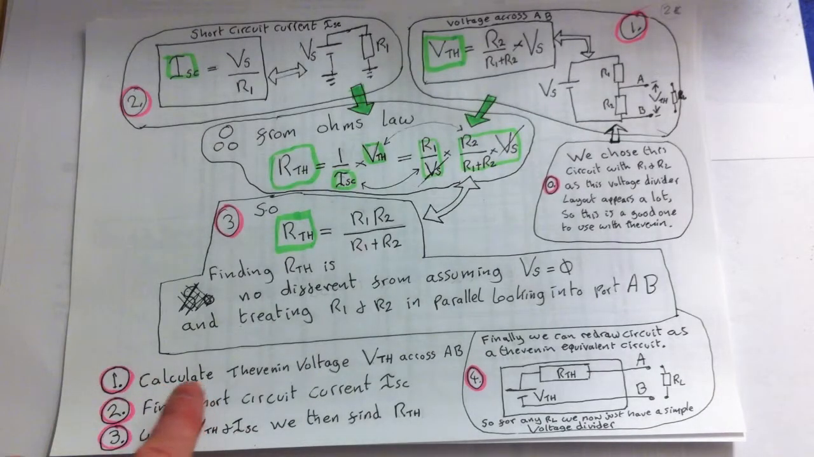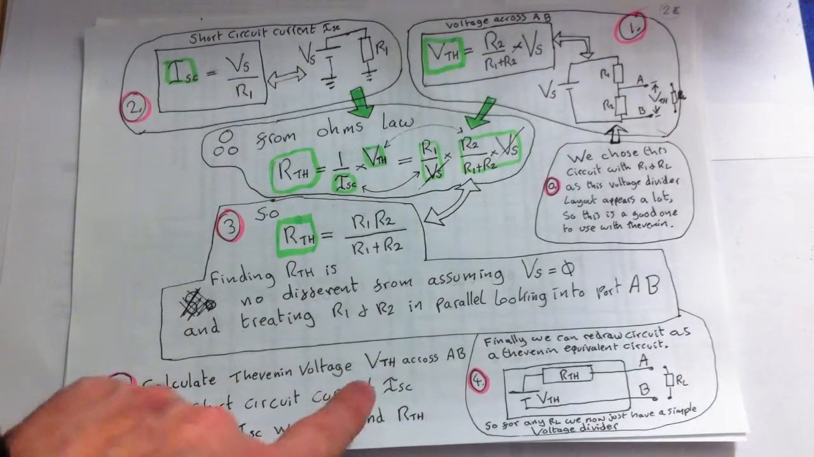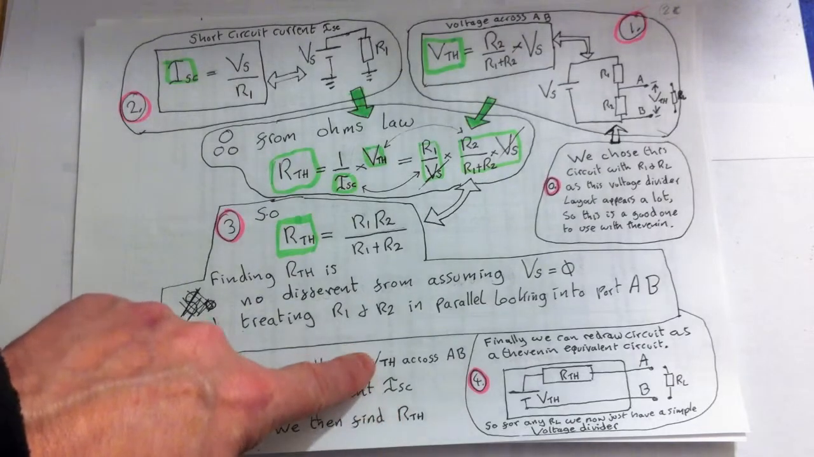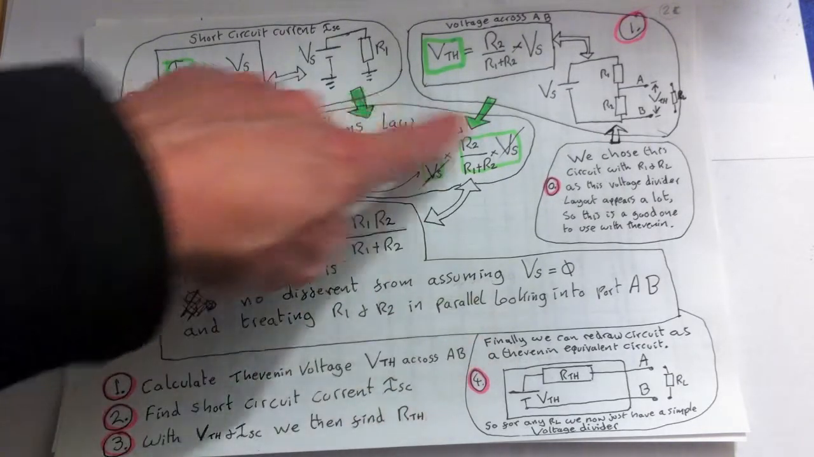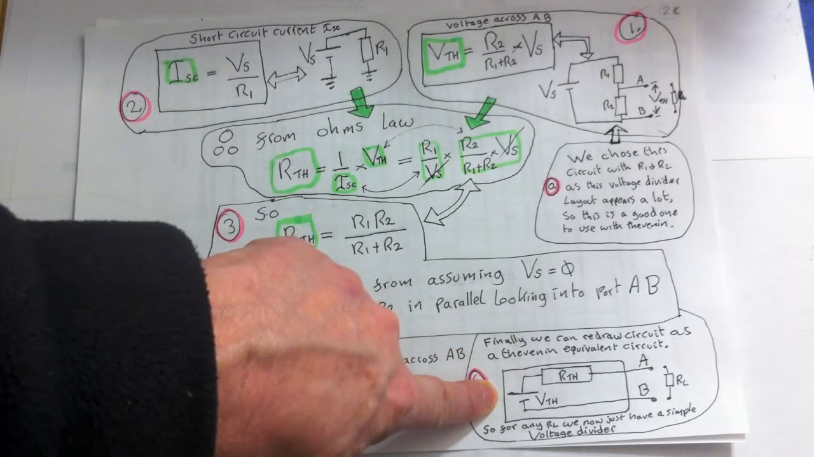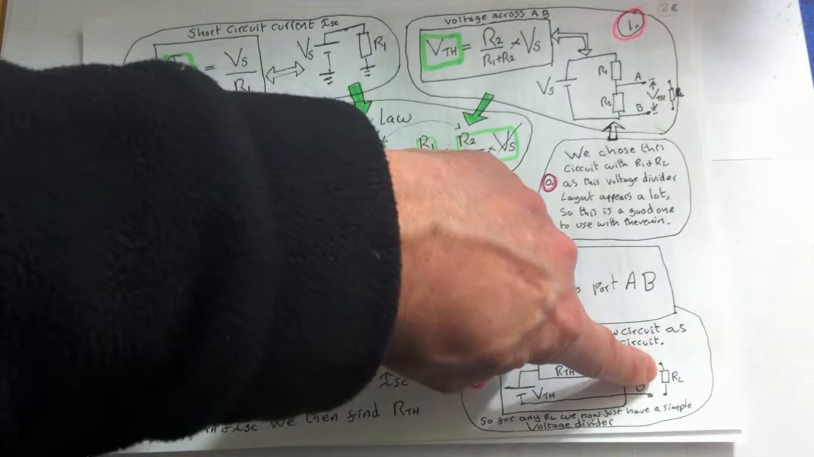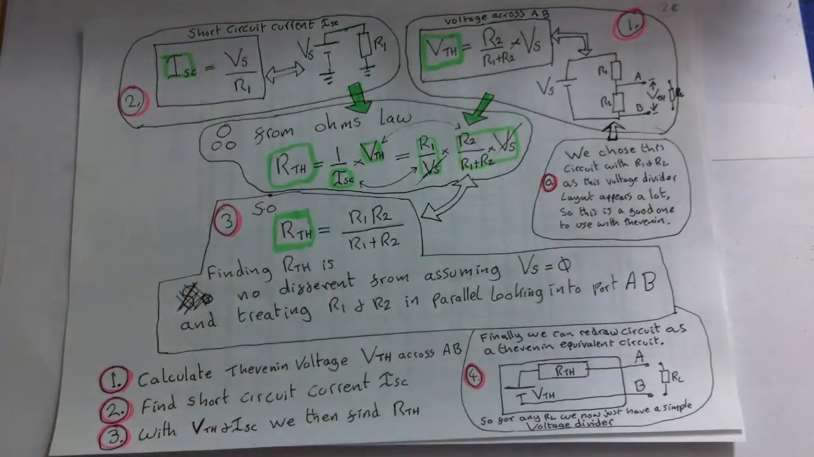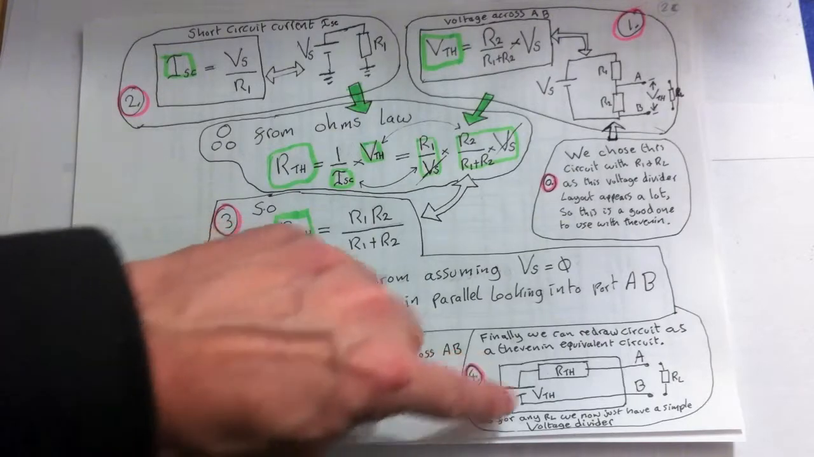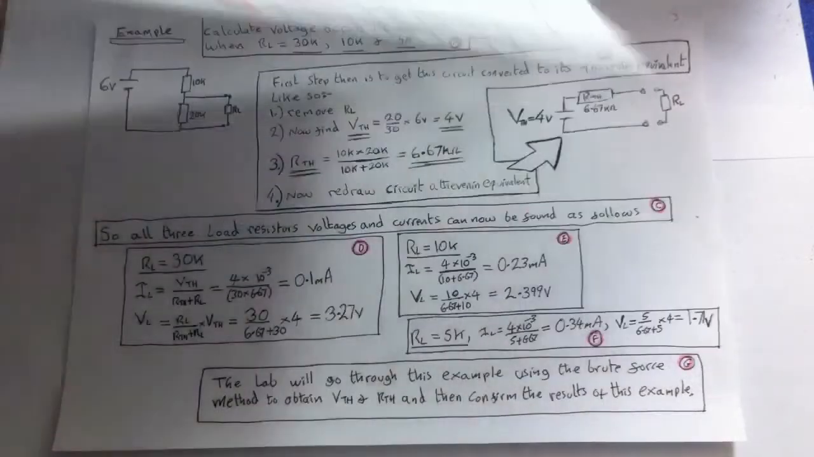So in steps, basically what you do is you calculate the Thevenin voltage, as we did, then you find the short circuit current, and then with the short circuit current you're able to find the Thevenin resistance. And once you've got the Thevenin resistance and the Thevenin voltage, then you can simply redraw this circuit as this. So finally we can redraw the circuit as a Thevenin equivalent circuit. You've got the Thevenin voltage, the Thevenin resistance, the A and B ports, and any load resistance you want to place there. For any load resistance, we now just have a simple voltage divider to calculate. So that's basically how you calculate it.